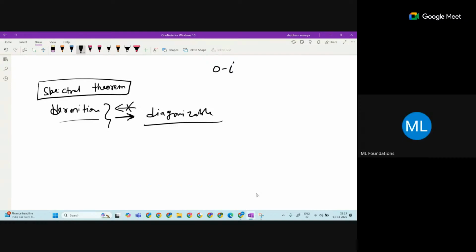So don't be confused with this, because the wording is a bit confusing. This is a very wide gap. Diagonalizability applies to any matrix that can be diagonalized, but Hermitian is a very specific, very special matrix, and it is guaranteed by the spectral theorem. That says a Hermitian matrix is always diagonalizable.